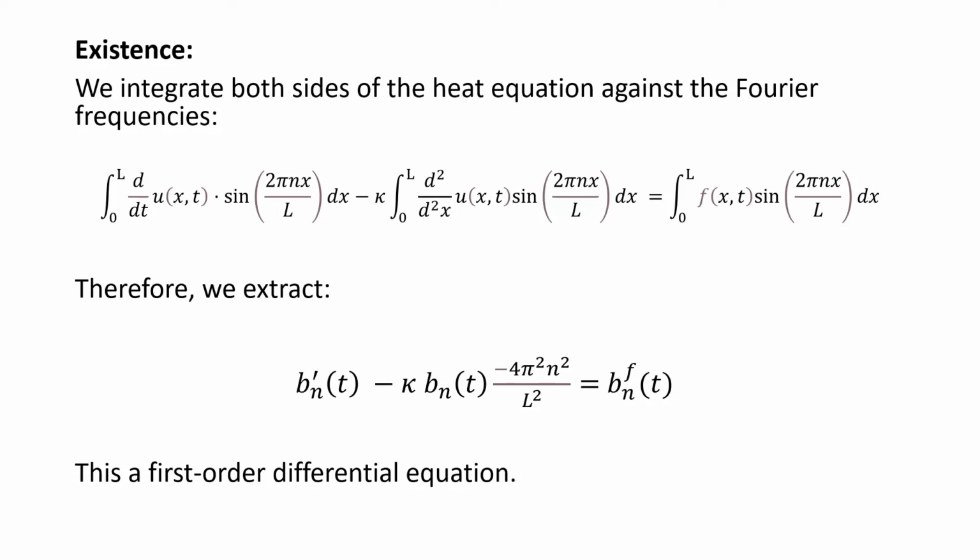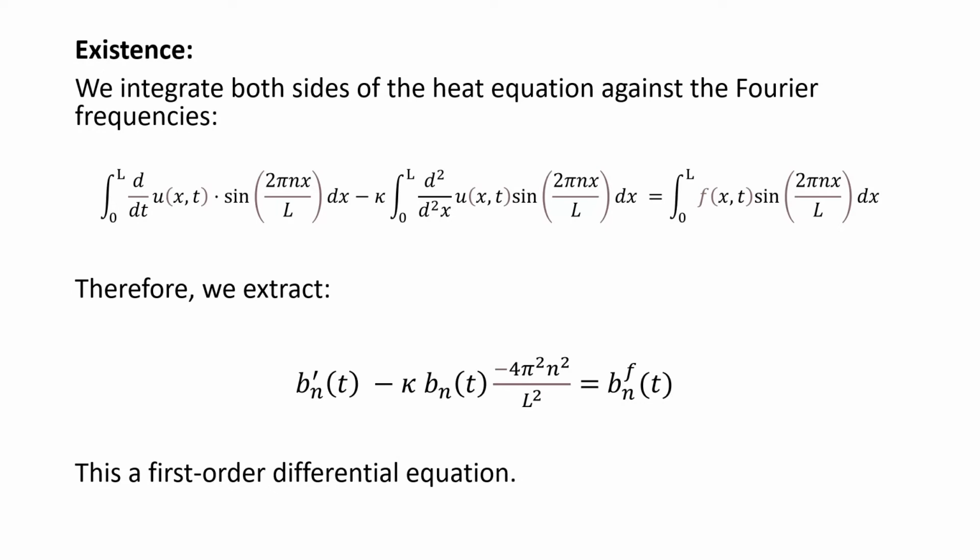So up to the factor 2 over L, the first integral produces b prime n of t, because that, after all, is the nth Fourier coefficient of the first time derivative of u. Similarly, the second integral produces bn of t times negative 4 pi square n square over L square, which is the nth Fourier coefficient of the second derivative in x of u. And of course, on the right-hand side, we just get the nth Fourier coefficient of the source term f, bfn of t. Substituting that, we extract the following differential equation.